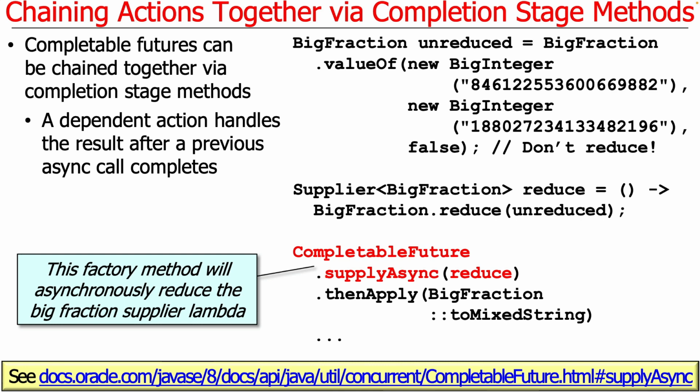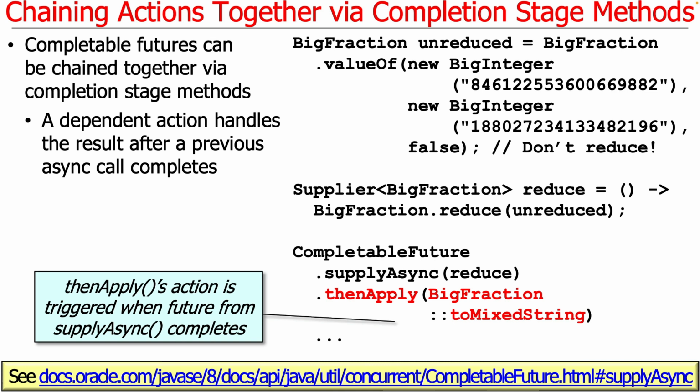When supplyAsync is done, thenApply will be called in the context of that background thread that was running in the common fork-join pool. So the reduction and the conversion to a mixed string will occur in some background thread. If we want to get it back to some other thread, we have to do some other things to get the result back, and these examples show how to do that. Okay, so thenApply's action, the bigFractionToMixedString call here, is triggered when the CompletableFuture that supplyAsync returned completes. And as we said before, this toMixedString call will be run in the background thread, almost certainly in the same thread that did the reduction.